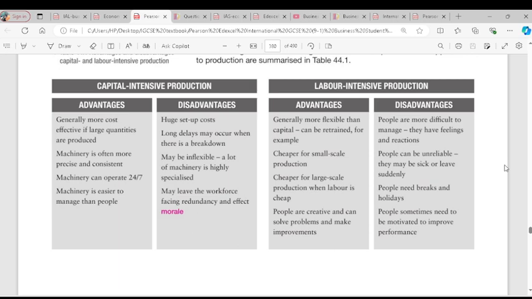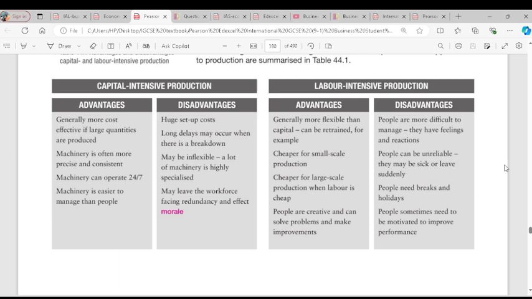Now go to labor intensive production. It is more flexible than capital because you can retrain workers. Give them more tasks. You can teach them how to carry out certain functions. But machines are built in a specific way, which you might not be able to change. It's cheaper when it comes to small scale production. Small businesses don't have the financial capability to buy equipment. They don't even need machinery, so they use workers because workers are cheaper there.